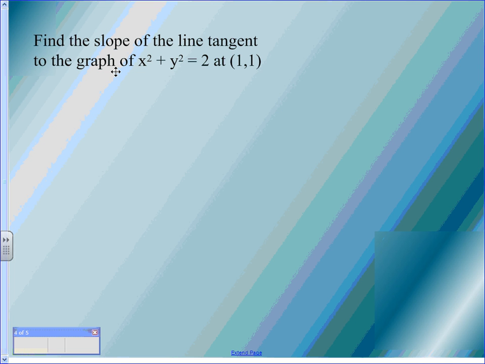All right, we're continuing lesson 34 from yesterday. We're finding the slope of the line tangent to the graph of x squared plus y squared equals 2 at the point (1, 1).